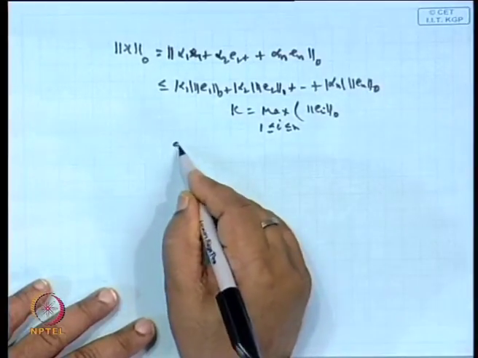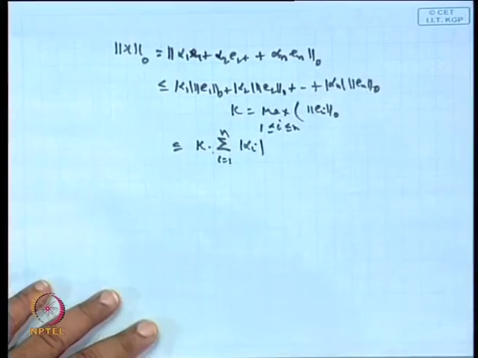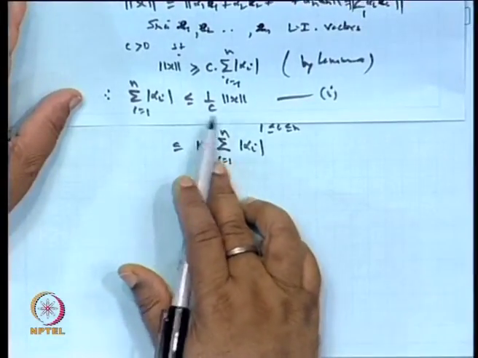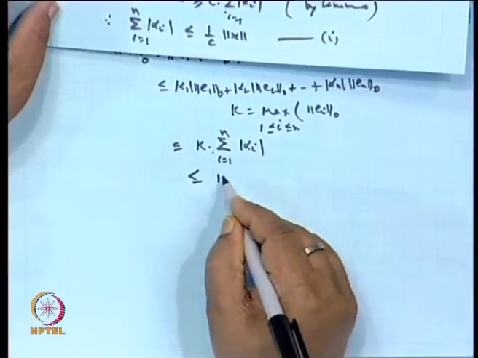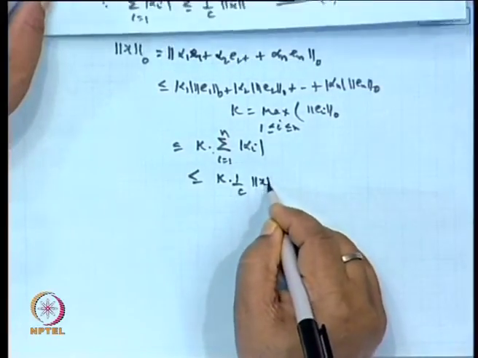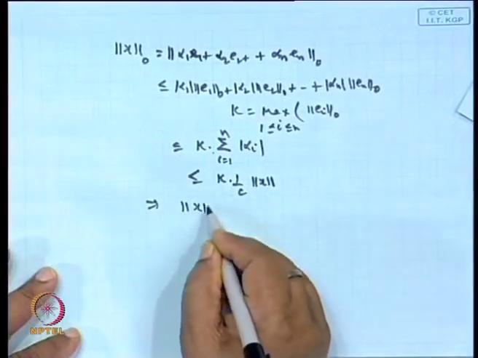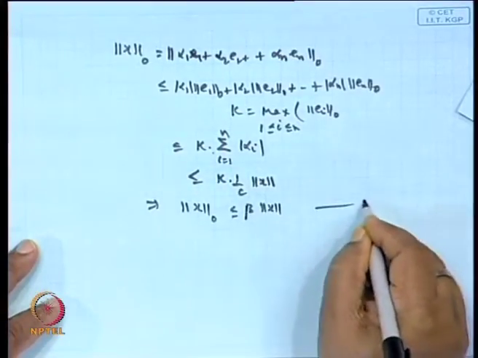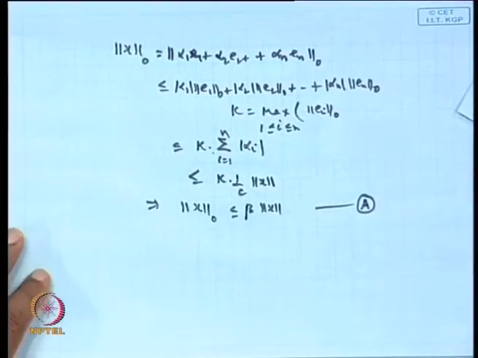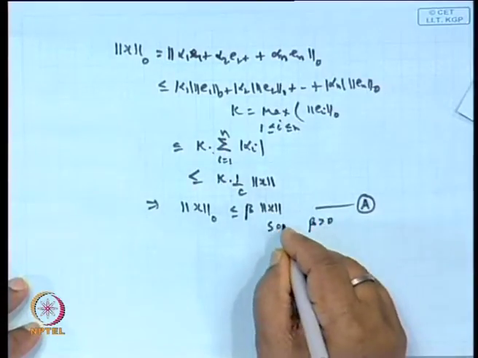this whole thing can be written as less than or equal to k times sigma i from 1 to n mod alpha i. But we already have from equation 1 that sigma of mod alpha i is less than or equal to 1 by c times norm of x. So we can further write this as less than or equal to k into 1 by c norm of x. And that gives the norm of x under 0 is less than or equal to beta times norm of x, where beta is some constant greater than 0.